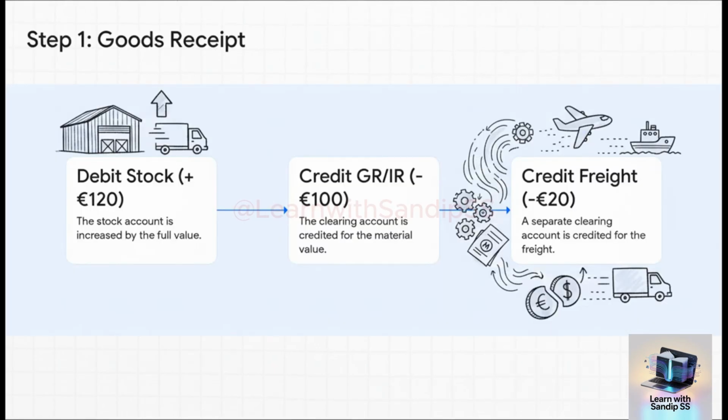So, the moment we post the goods receipt, the system does something brilliant. It debits the stock account for the full 120 euros because that's the real cost of getting that material onto our shelves. But then, look at the other side of the entry. It splits the credit. 100 euros goes to the normal GR/IR clearing account for the material, and the other 20 euros goes to a totally separate freight clearing account. This keeps everything perfectly organized.